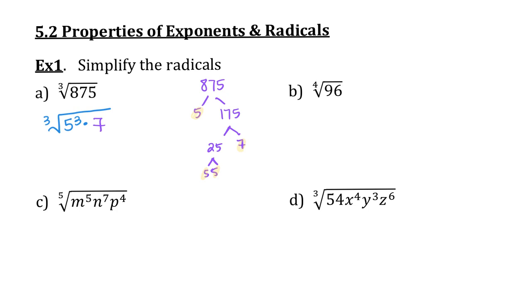Now if I do the third root of 5 to the third, I get 5. The third root of 7 is irrational, and I don't know what it is. So it's 5 times the third root of 7. Look at B, and then go ahead and try that on your own. Unpause when you're ready to check your answer.